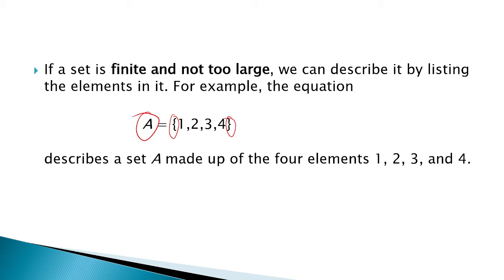Now, if the set is finite and not too large, we can list the elements of the set. In this case, that's 1, 2, 3, and 4. So, this is set A made up of 4 elements, which are 1, 2, 3, and 4.